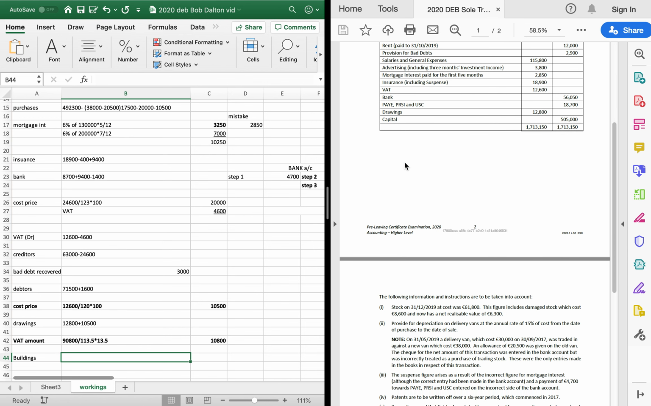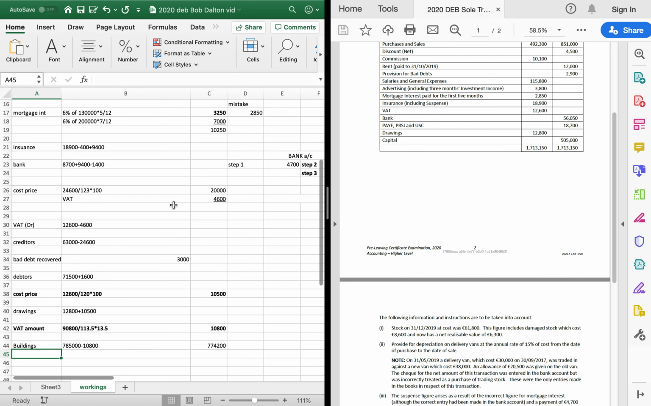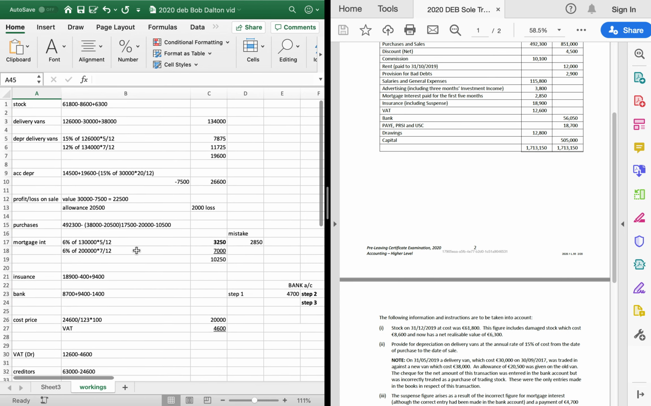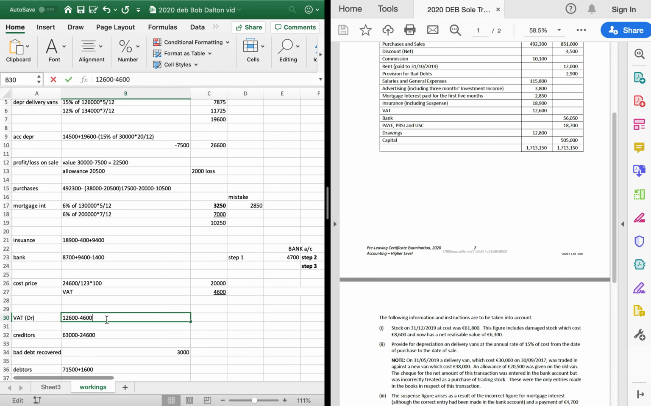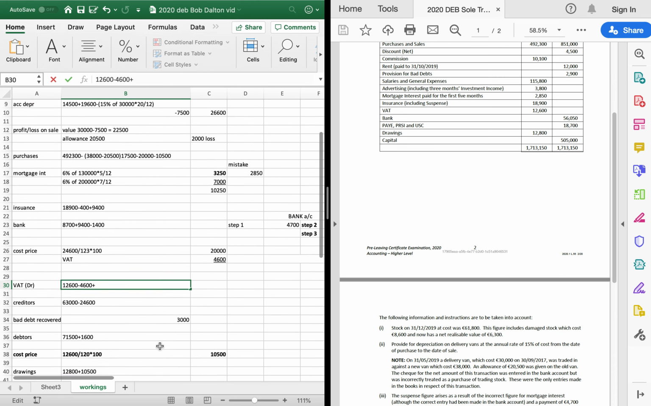So buildings starts off at 785, and we're going to take away, crediting 10,800. That means we're going to debit it to VAT. Now I've got a VAT up here. Where have I got VAT? VAT is a debit. So if we're debiting a debit, it's adding it on. So 10,800 gets debited to VAT.